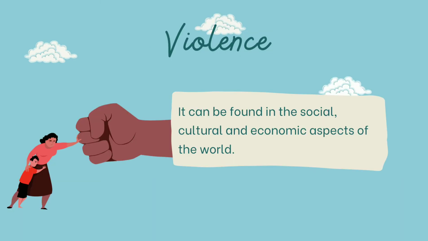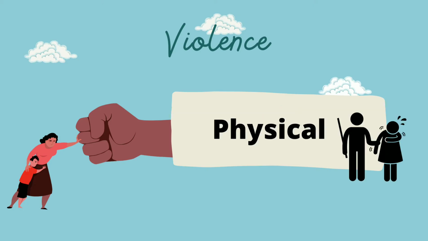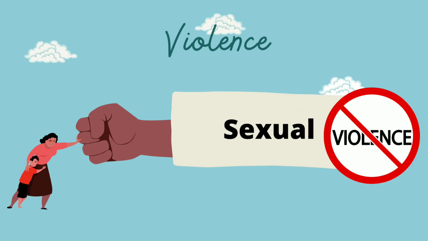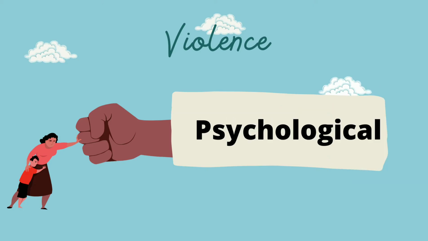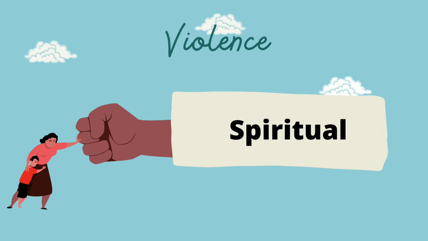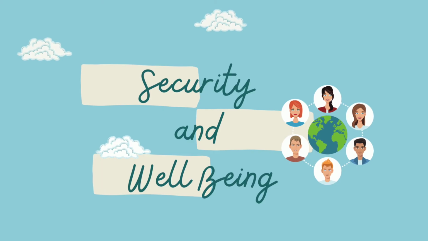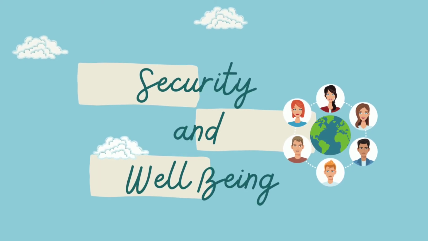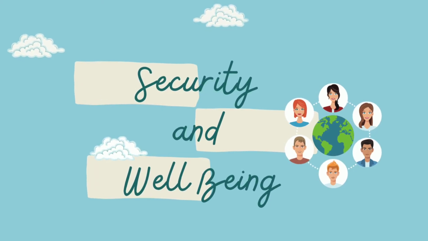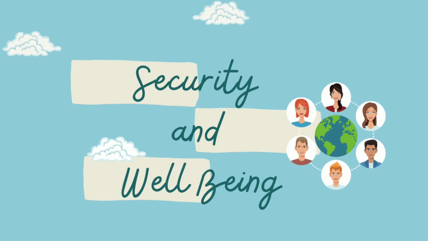Violence. Violence can be found in the social, cultural, and economic aspects of the world. Here are the various forms of violence: physical violence, sexual violence, emotional violence, psychological violence, spiritual violence, and cultural violence. The security and well-being. The United Nations is a perfect example of what should be done to prevent the lack of security and well-being as a serious global issue.